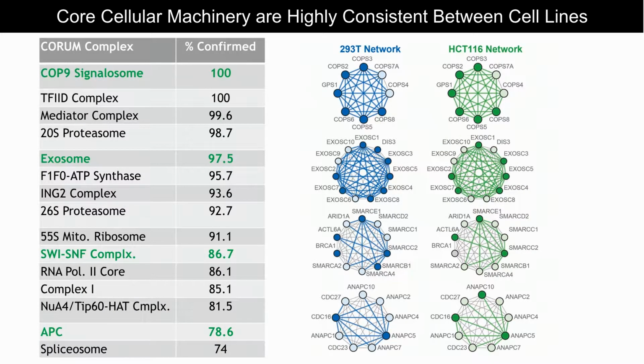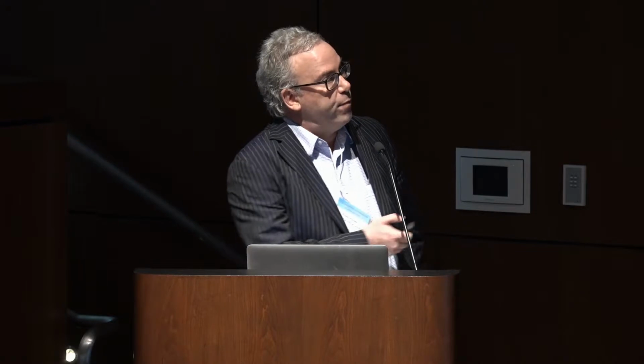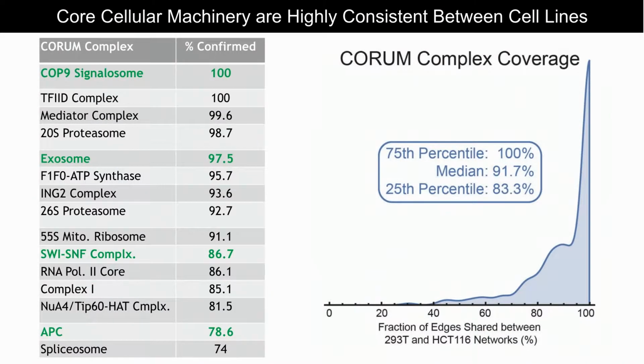What does it look like in terms of quality? So I'm showing you now the 293 cells and HCT cell networks looking at quorum complexes. And so we get a very high degree of coverage of many of the core complexes in the cell, which is good. It's just stating the obvious that we can get these well-assembled, well-behaved complexes quite easily. And if you look across the entire quorum collection, you can see we do pretty well in terms of identifying the fraction of shared edges in the two different cell lines.